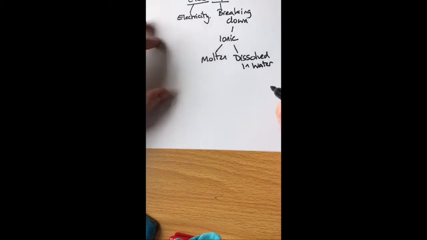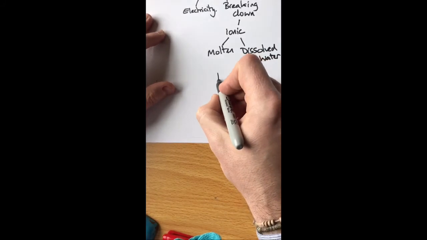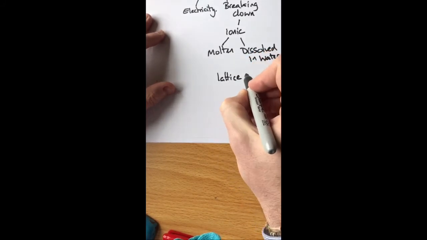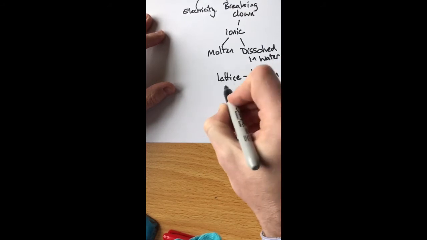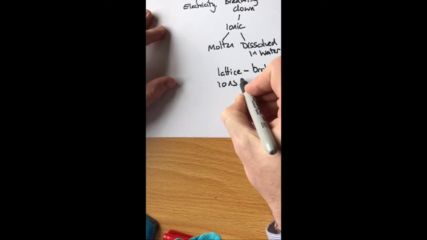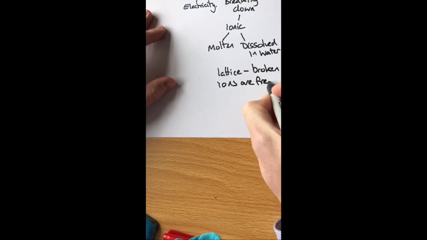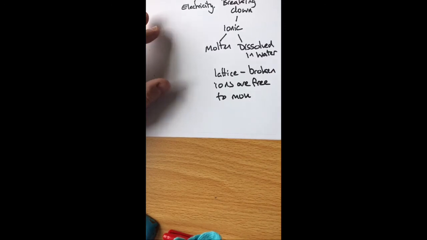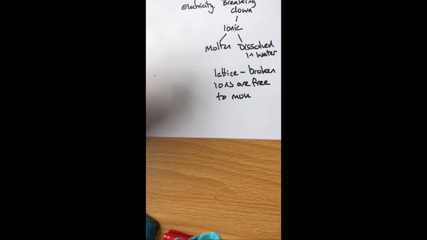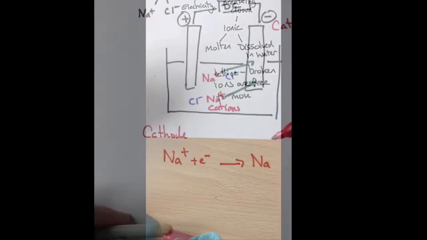And hopefully you've identified the fact that the lattice, the ionic lattice, has to be broken so that the ions are free to move. Okay, so the lattice has to be broken so the ions are free to move about, and that means that they can move towards the anode or the cathode inside the electrolyte, which is the substance where the ions are able to move about in. Okay, first bit done.